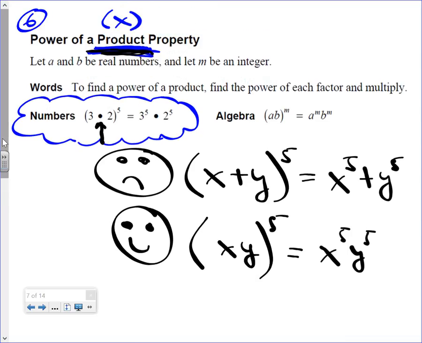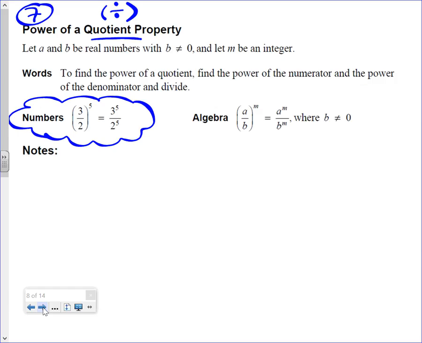Are you guys ready for the last rule? Murillo, I'm talking. Ramirez, I'm talking. Thank you. Power of a quotient property. Underline the word quotient. You should know that that means division. Put a division symbol by it. Right, this is the last rule. And this is exactly like the previous rule, except instead of product, it's division. Look at everything in the parentheses, you just take the fifth power.